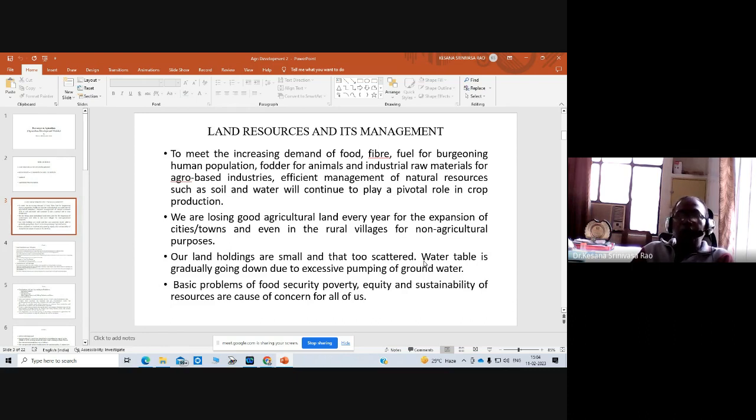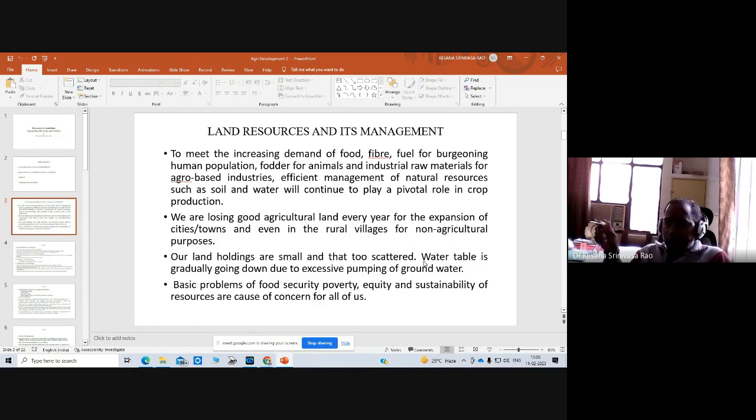Okay. Apart from that, there are other products such as fuel, fodder, and other raw materials which can also be useful for the preparation of food. Industrial raw materials also come from agro-based industries, and efficient management of natural resources such as soil and water will continue to play a pivotal role in crop production.